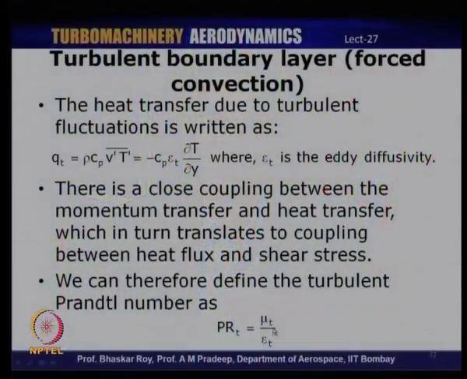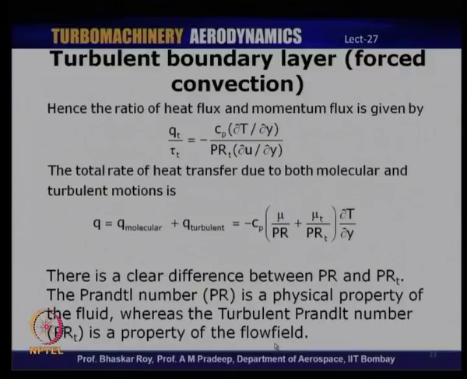So, in a turbulent boundary layer, we would define what is known as a turbulent Prandtl number, and the turbulent Prandtl number is basically defined as the ratio of mu subscript T over the eddy diffusivity. So, ratio of the viscosity to the eddy diffusivity. So, what is the significance of the turbulent Prandtl number?